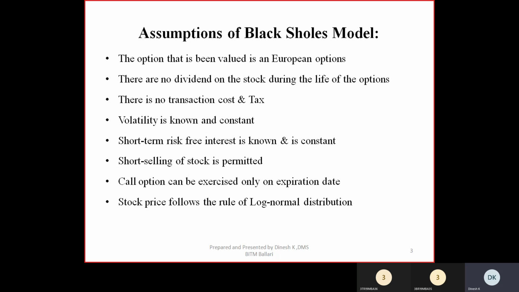The first assumption of the Black-Scholes model is that the option being valued is a European option. As we discussed, there are two types of options, American and European. European options can be exercised only on the date of expiry. The American option can be exercised on or before the date of expiry. It means, let's say today is the 20th, right?